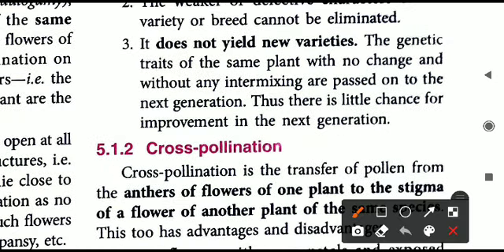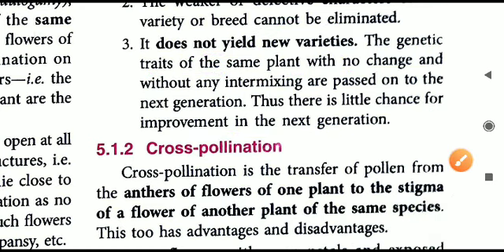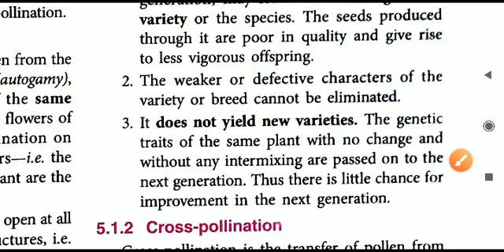Next, the third point is that it does not yield new varieties. Already we have discussed, the same variety, parental properties are repeated. As a result, new varieties will not come. The genetic properties of the same plant do not change. There is no change in the genetic properties because of lack of variation. So therefore there is little chance for improvement in the next generation. All generations of the flower or the plant are the same, no changes there.